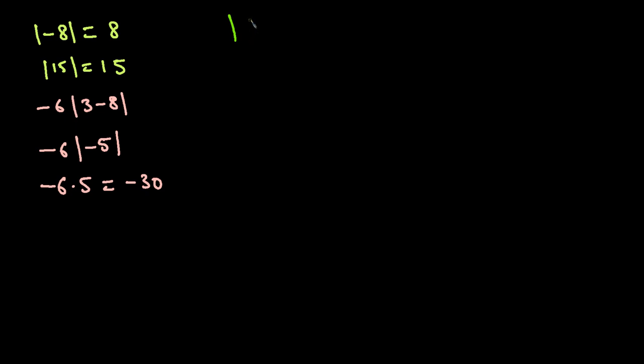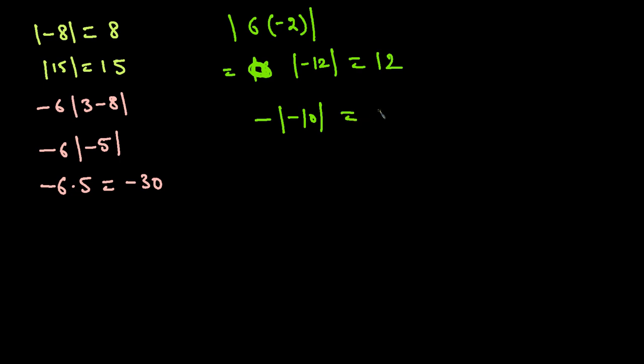The absolute value of 6 multiplied by -2 inside the mod. It's going to be 6 times -2, which is -12, which becomes 12. How about a negative sign in front of the absolute value of -10? So the absolute value of -10 is going to be +10. There you go.